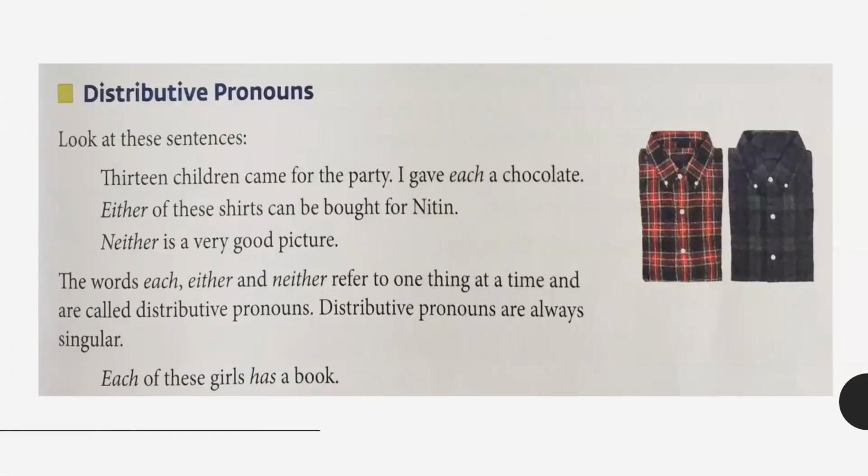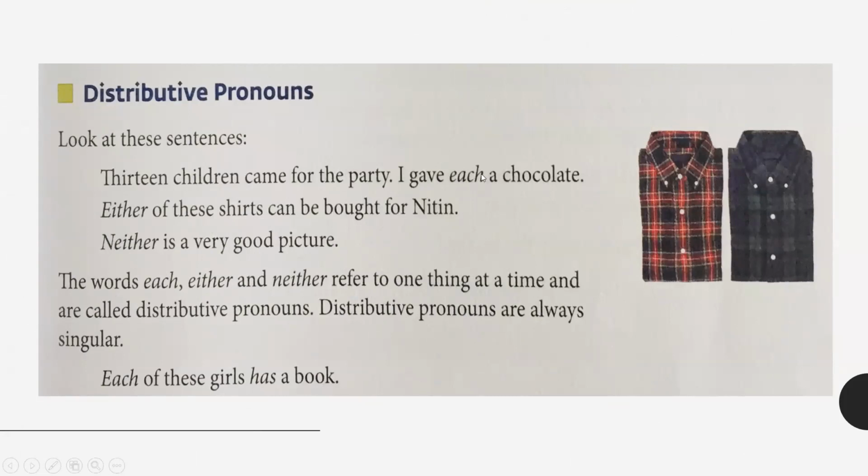Distributive pronouns. Look at these sentences. Thirteen children came for the party. I gave each a chocolate. Either of these shirts can be bought for Nitin. Neither is a very good picture. The words each, either, and neither refer to one thing at a time and are called distributive pronouns. Distributive pronouns are always singular.